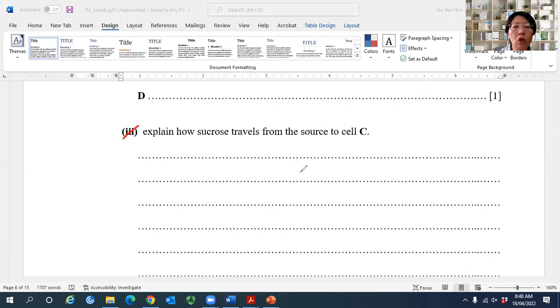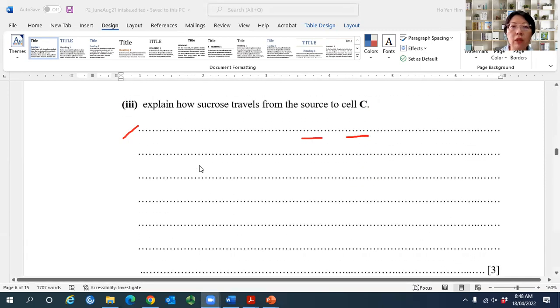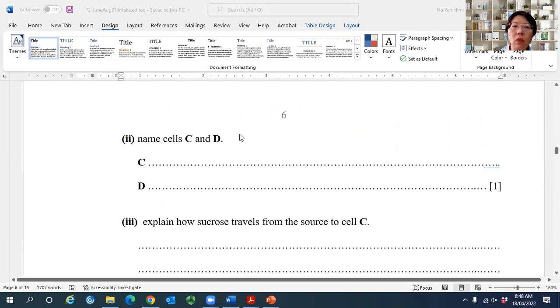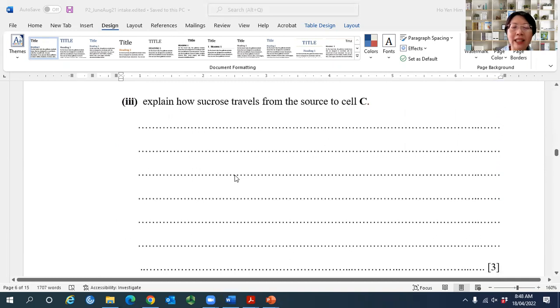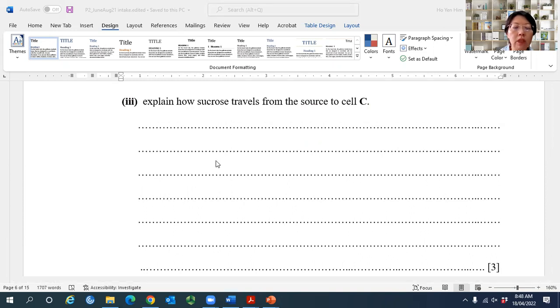Explain how sucrose travels from the source to cell C. Okay, from the source to cell C, 3 marks. This is where a lot of students write unnecessary answers, wasting time, right? Because when you spend time writing answers that the question didn't ask for, you're wasting your own time in the exam, so you've got less time to answer other questions. So don't do that. Answer only what the question asks for.